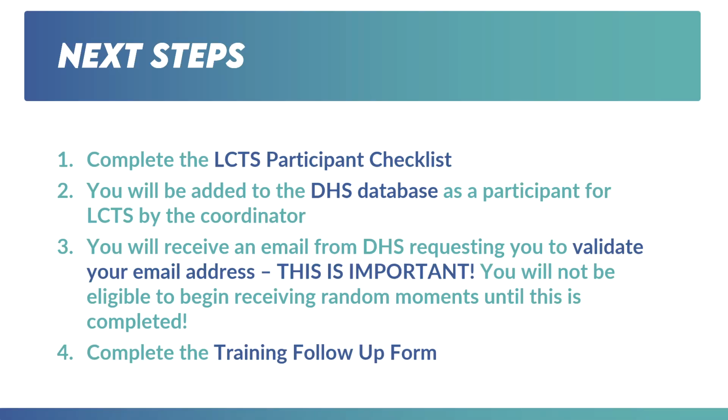At this point, you should have completed both parts of the LCTS training: the overview of the program and random moments, and now the code selection training. Your next step is to go back to the website where you access this training and complete the participant checklist and the Google form. These forms confirm your eligibility and are required before you can begin receiving random moments. Once those are submitted, you'll be all set to participate.